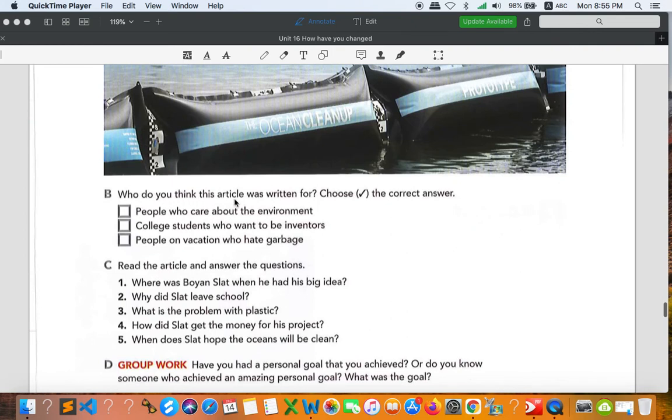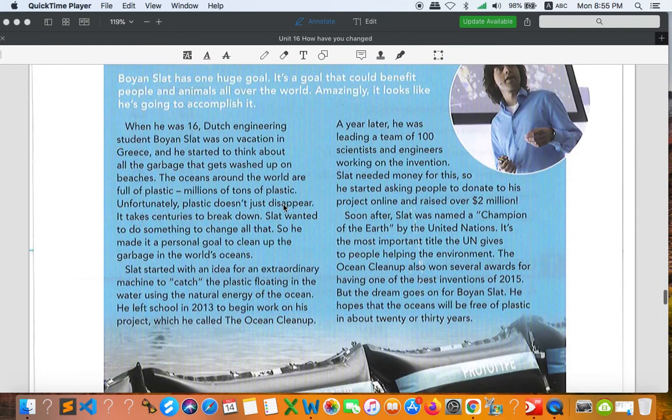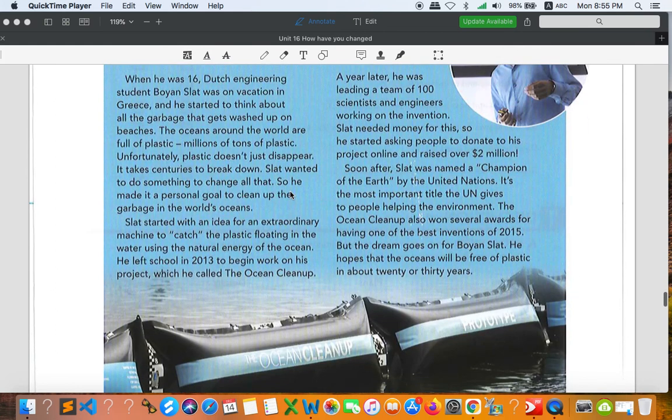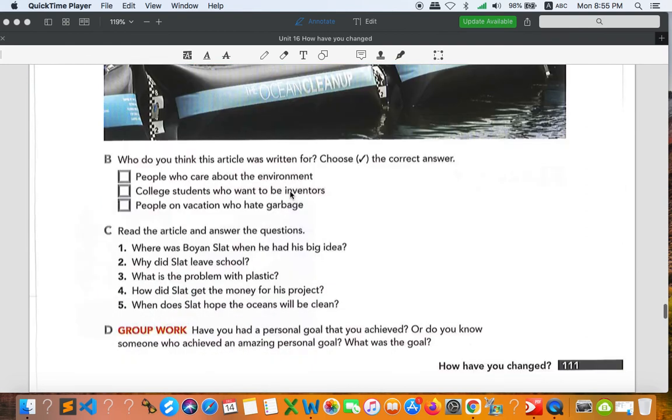Who do you think this article was written for? Choose the correct answer. Do you think this text is for someone like me or like you, or like whom? Maybe you can just go to this reading and then you will see exactly who the text was written for.